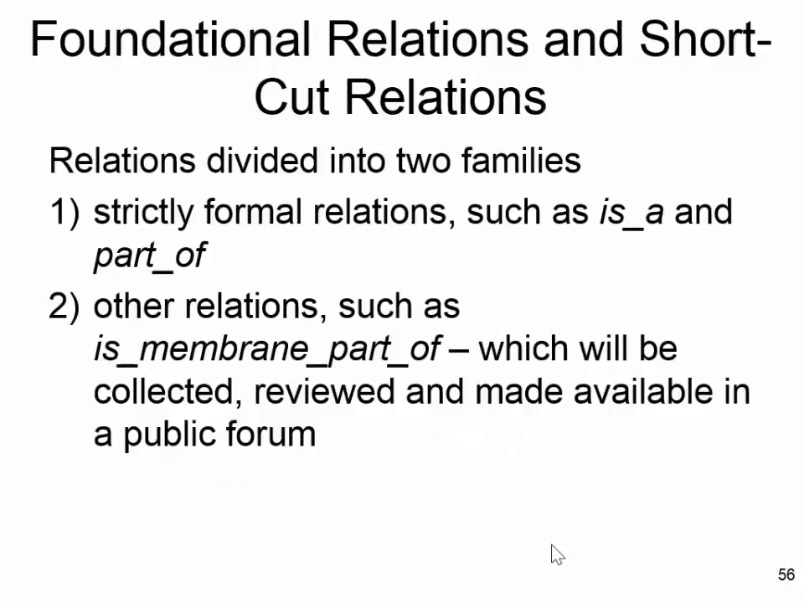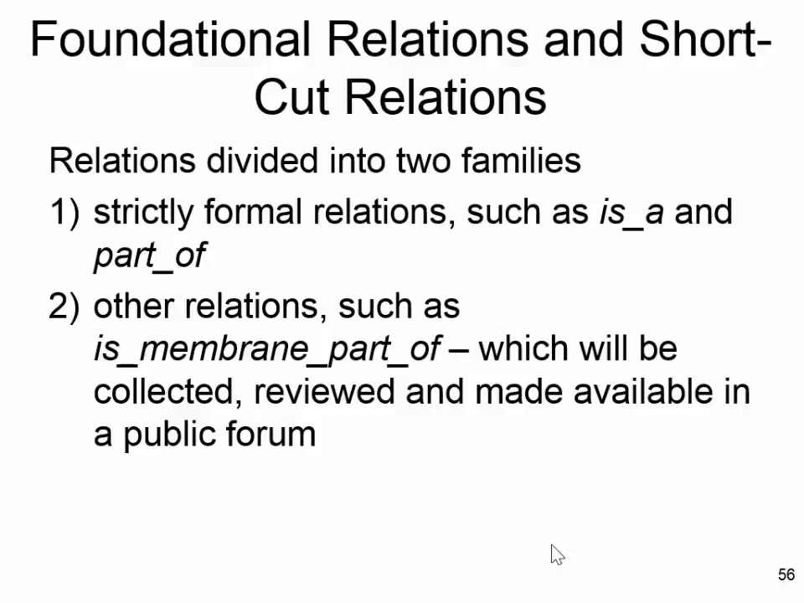In addition to the categories which you see on your handout, there are also various relations which BFO recognizes. And we can divide these relations into two families. On the one hand, there are foundational relations, such as is-a and part of, which are, like the rest of BFO, completely domain neutral. So is-a and part of apply to all kinds of domains.